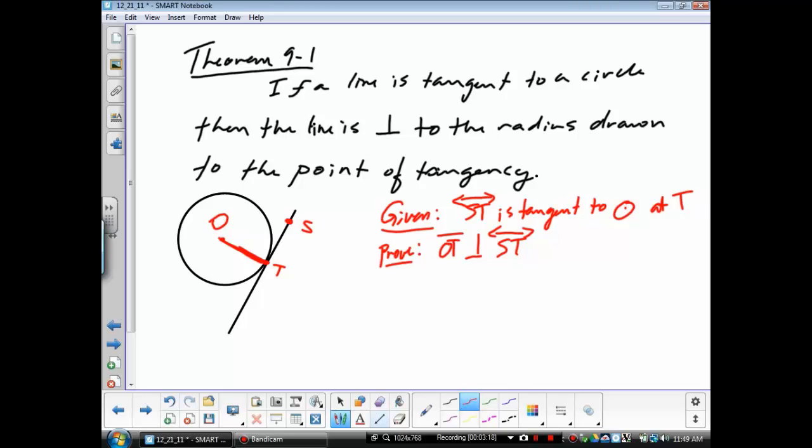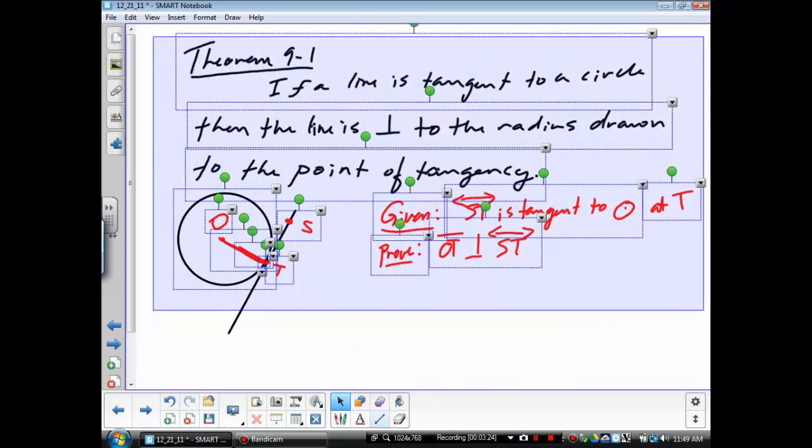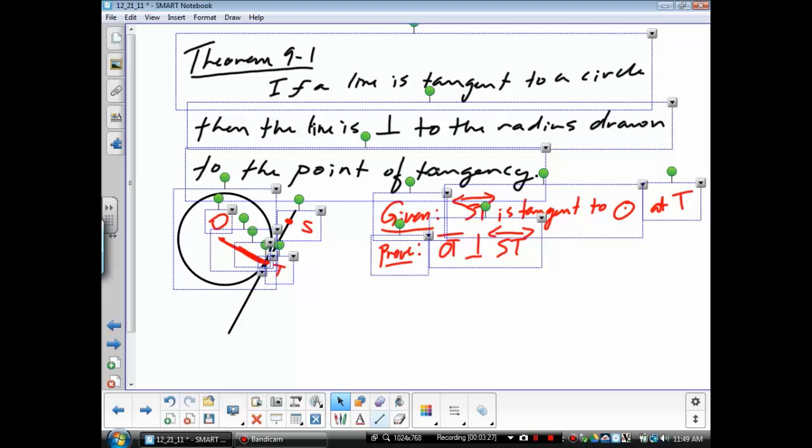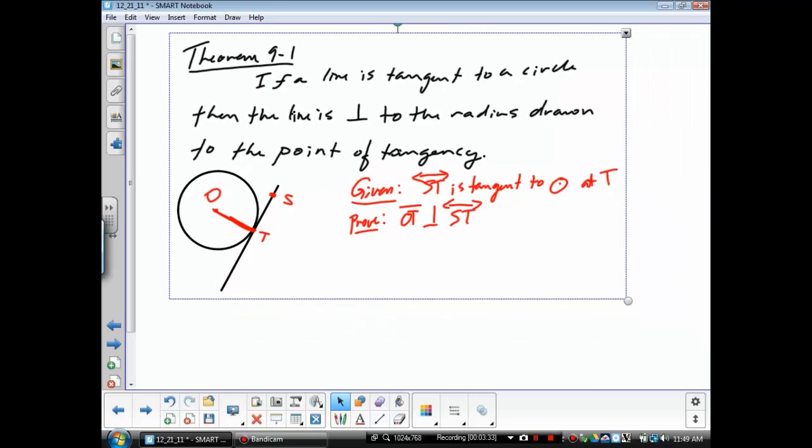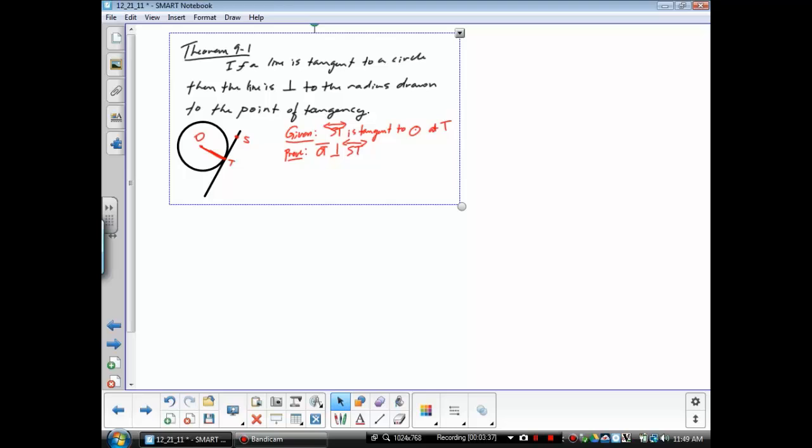We're going to do this with an indirect proof. So tell me, if we want to do an indirect proof here, how do we start it? What are the keywords to an indirect proof? Assume temporarily, yes. We assume temporarily what? No, the opposite of what you want to prove. You assume temporarily that OT is not perpendicular to ST.